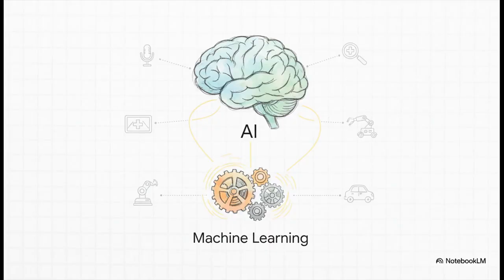And that's really why you hear the 2 terms together so often. Because for all practical purposes, when you hear someone talking about a new AI today, they're almost always talking about a system that's powered by machine learning. It's really the engine that makes so much of modern AI possible.